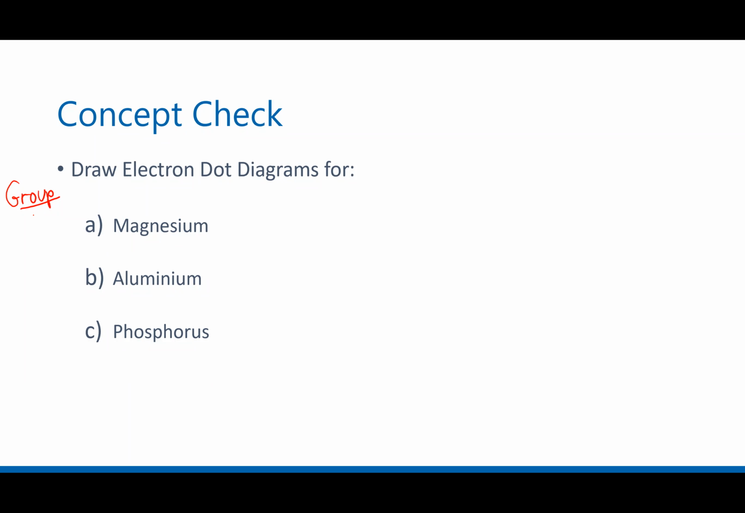So I know magnesium is in group 2. Whoops, my bad. Aluminum, or aluminium, as the British people say, is in group 13, and phosphorus is in 15. Now, I made my life a little easy. I gave myself the easy ones. You guys get the hard ones, but anyways, that's it.